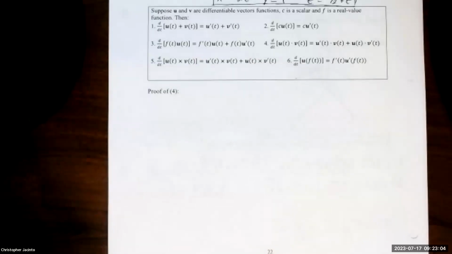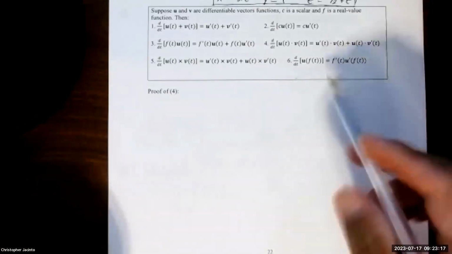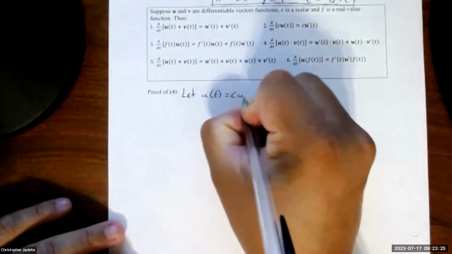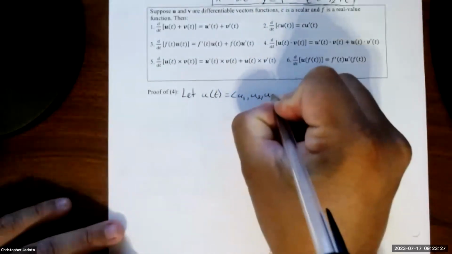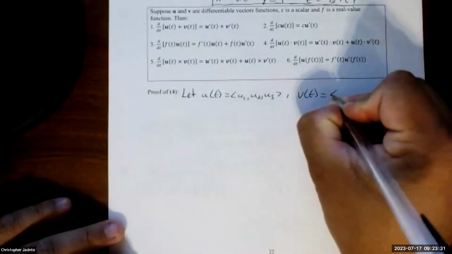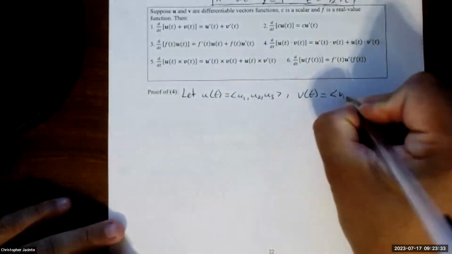Okay. Now, what we're going to be proving is number 4. Okay, so the dot product. So when you multiply two different vectors, right? So you get the two dot products, you actually get that itself. So in other words, the product rule. Okay. So let's suppose u of t is equal to u1, u2, and u3. And also v of t with its respective v1, v2, and v3.